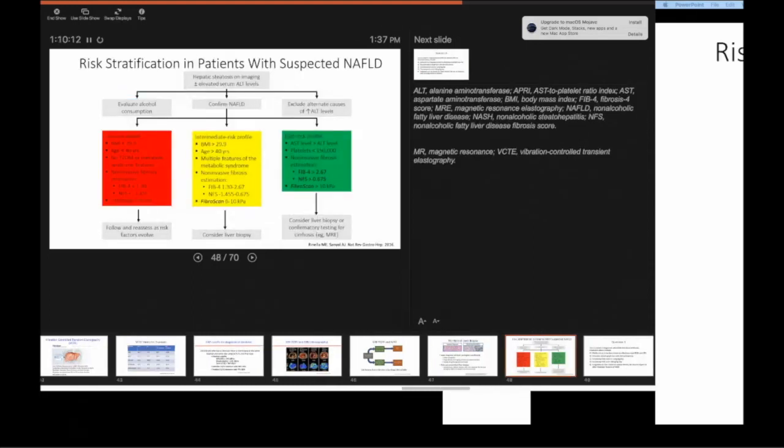And this is an algorithm that Mary Rinella and Arun Sanyal came up with, and I pretty much follow this loosely. So you have the steatosis on the imaging and elevated LFTs. You've eliminated alcohol and other causes of liver disease, confirmed NAFLD. Then you have these low-risk patients who are younger, their BMIs are on the lower side.